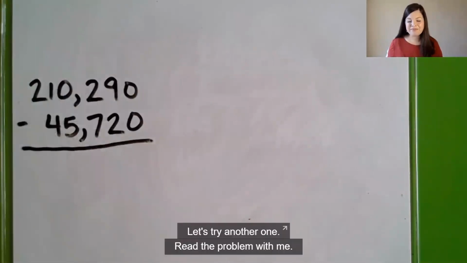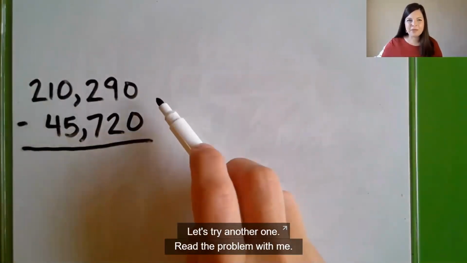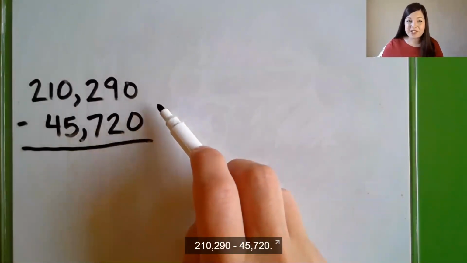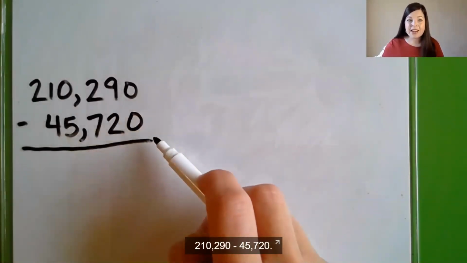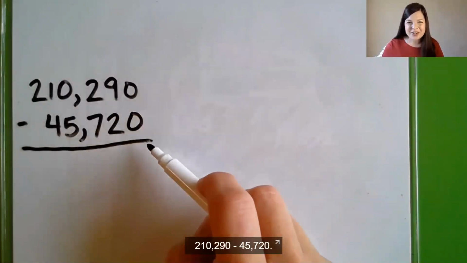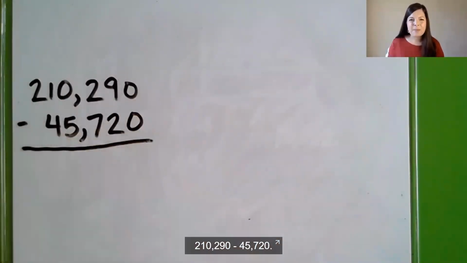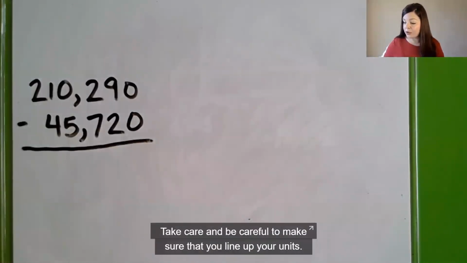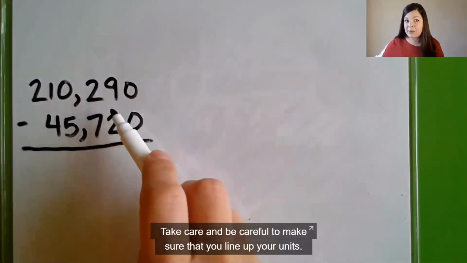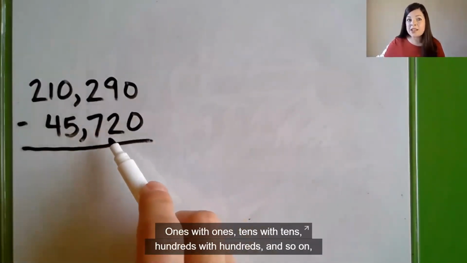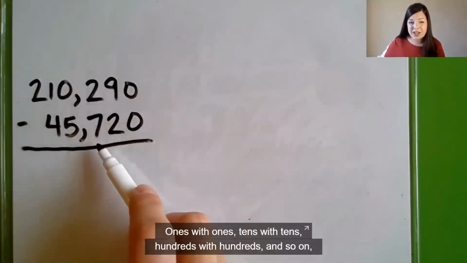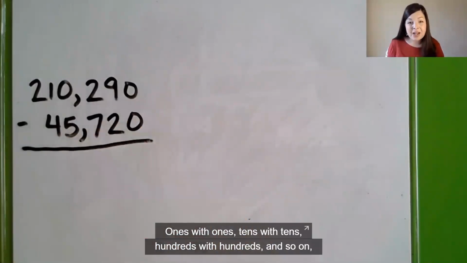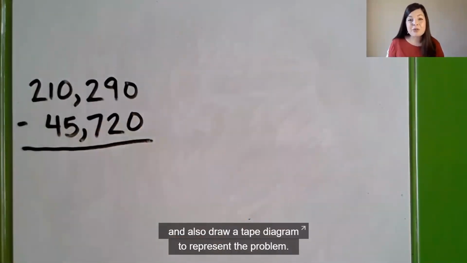Let's try another one. Read the problem with me. 210,290 minus 45,720. Pause the video now and record this problem vertically on your board. Take care and be careful to make sure that you line up your units, ones with ones, tens with tens, hundreds with hundreds, and so on. And also draw a tape diagram to represent the problem.